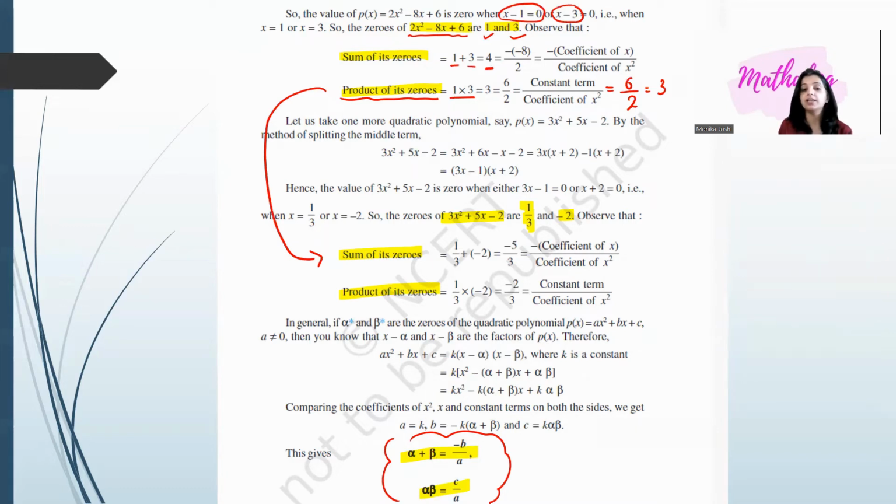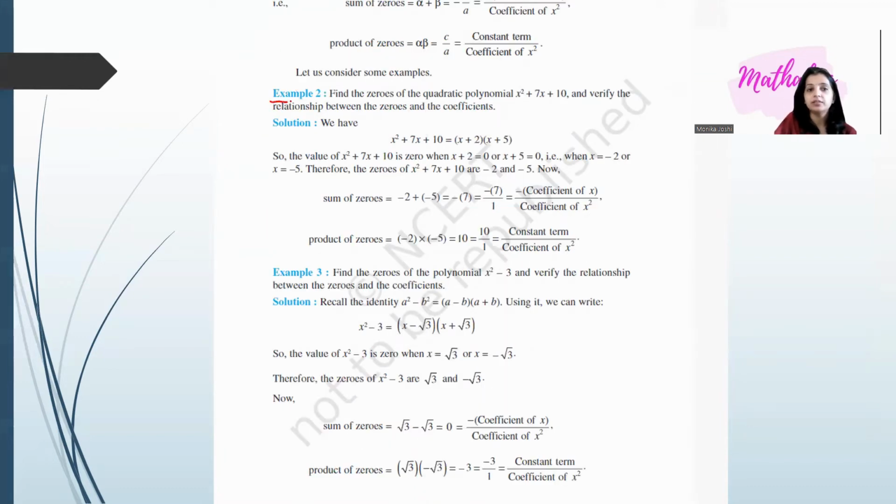Alpha into beta, we can write like this, c upon a, right? So you don't need to think much, just learn the formula. Now we can understand this concept, how we can apply this formula in questions. So there is example number 2.